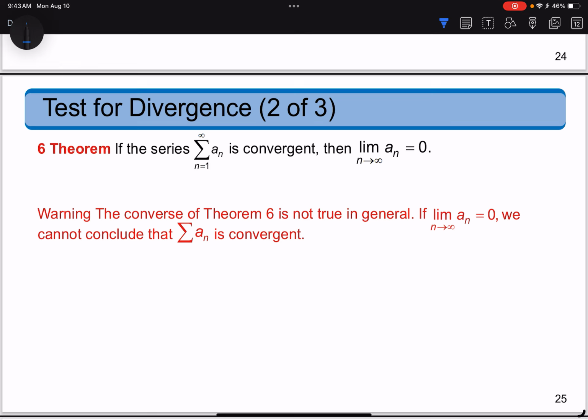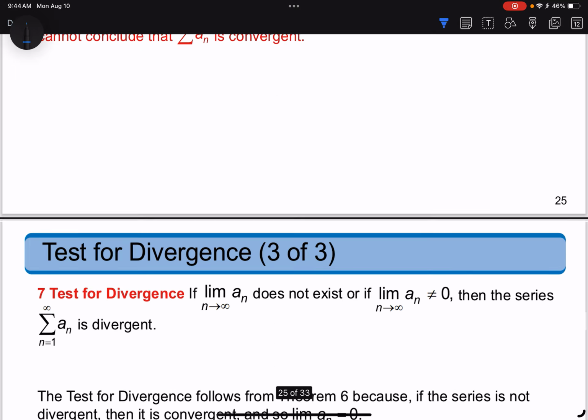So if the series summation of a sub n is convergent, then the last term approaches 0. Take note that this is not biconditional. If the limit of a sub n is equal to 0, is the series convergent? No. So the converse of Theorem 6 is not true in general. If the limit of a sub n is 0, we cannot conclude that the series is convergent.